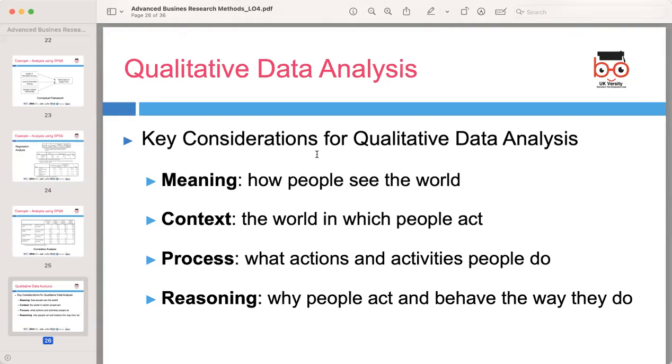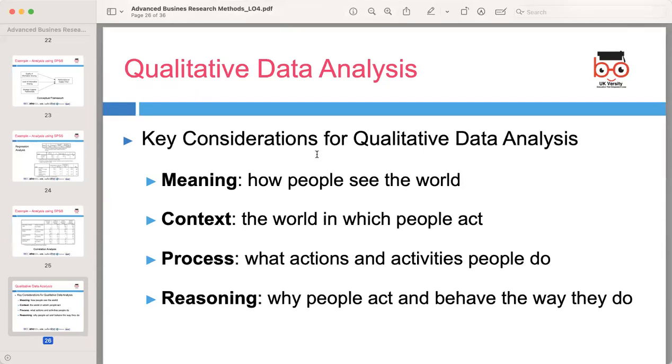Then process, what actions and activities people do. Qualitative data analysis also involves examining the actions and activities of individuals. This can include observing their behaviors, studying their interactions, or examining their narratives. So by analyzing the process, we can gain insights into how people engage in specific actions and the patterns that emerge from their behaviors. And finally, reasoning, why people act and behave the way they do.